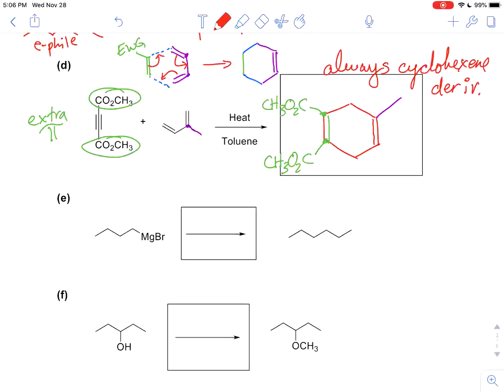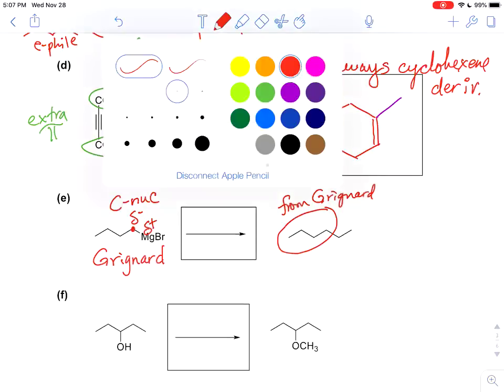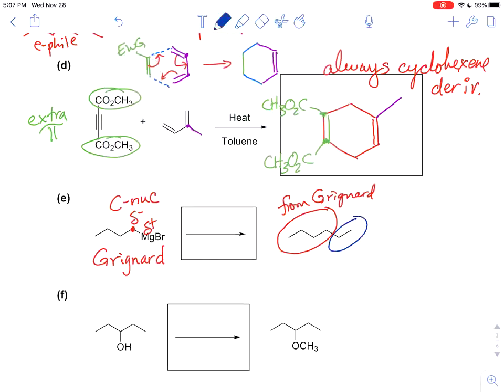Part E includes a Grignard reagent here, which means that it has a negative charge. We're going to look and see what are the differences between our product and our starting material. We notice that we have 4 carbons here that came from that Grignard. Since we had that negative charge there, we identified this as a carbon nucleophile. The rest of the stuff, these remaining 2 carbons, must have come from an electrophile.